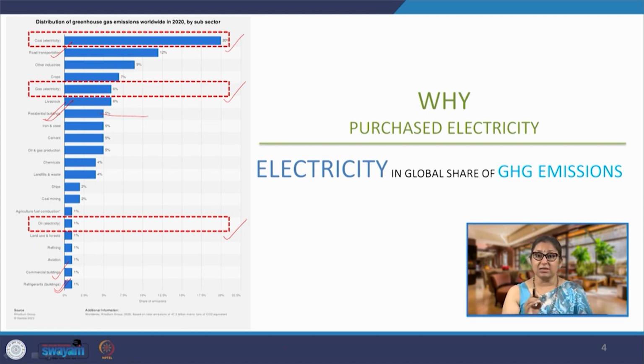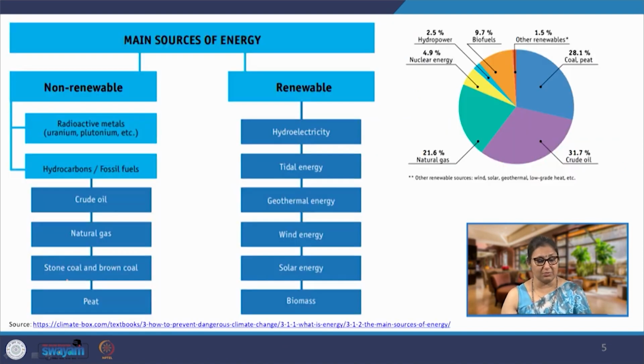So, electricity becomes extremely important, the source of electricity becomes extremely important. Now, what are the different sources of energy? Here, when we saw the share of different subsectors in GHG emissions, we saw that the renewable sources of energy, the electricity produced using them, does not feature in here, it does not contribute to GHG emissions, and that is what we are going to see. But before that, let us look at the main sources of energy.